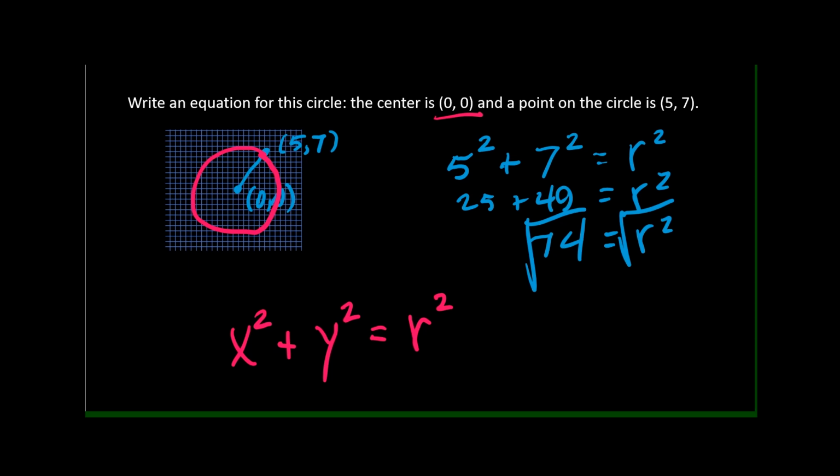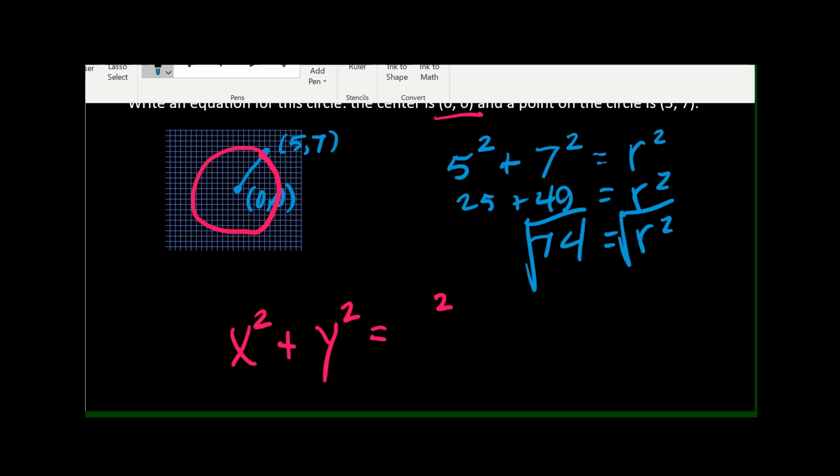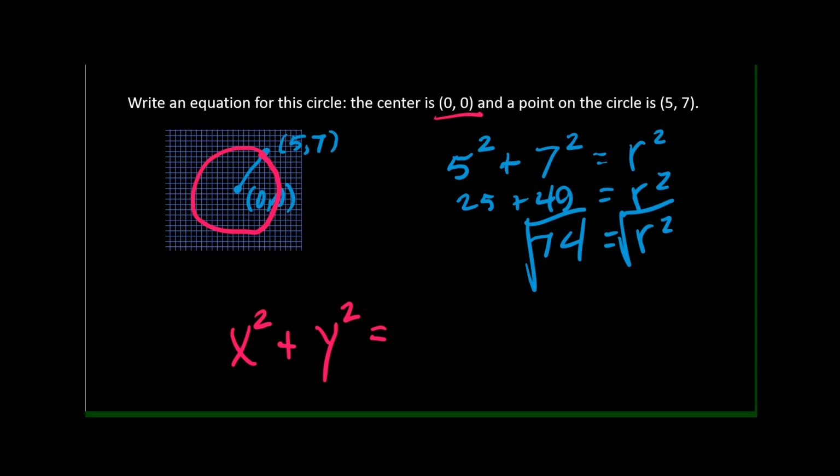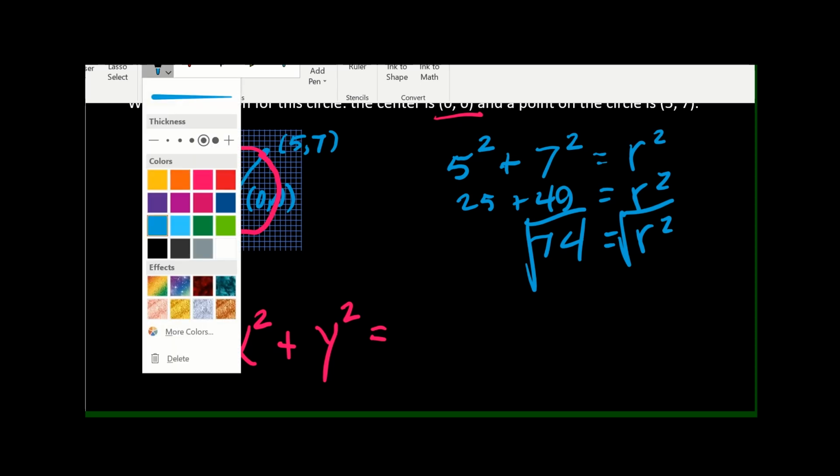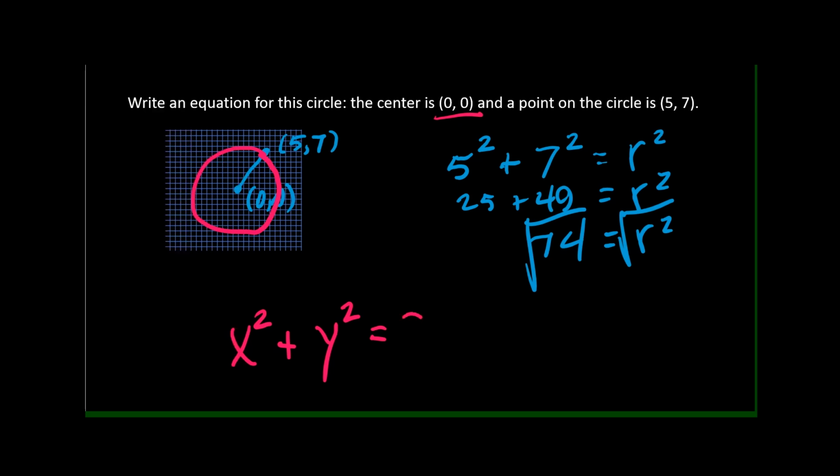But in my circle equation, I can just go ahead and replace this r with, oh, I'm sorry, I'm also going to get rid of the square root, because I don't want square root of 74 squared. Square root of 74 squared is 74. So that is the equation of that circle.